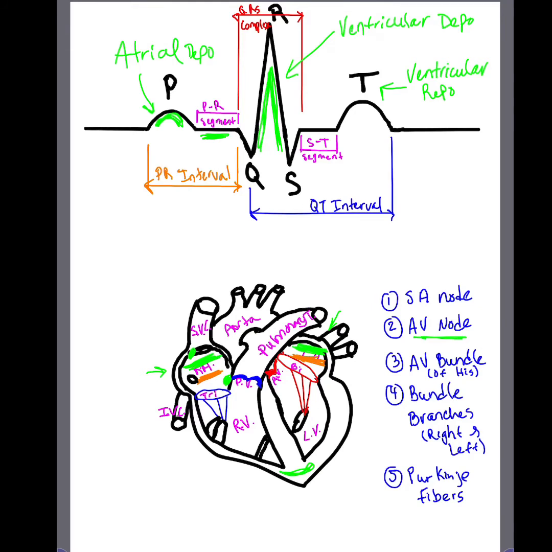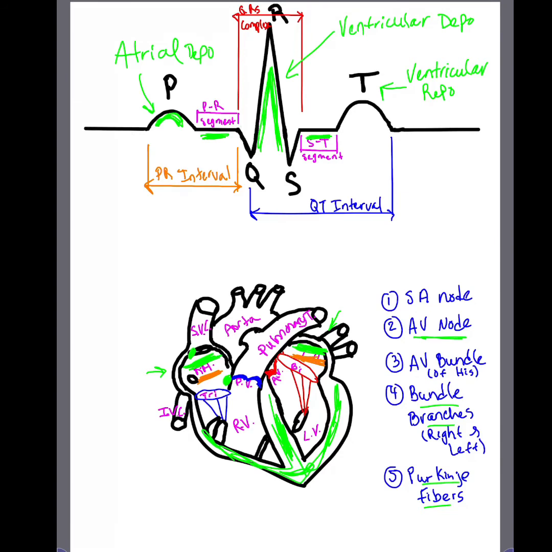The fourth step is all the ventricles depolarizing. So when the ventricular depolarization occurs, remember this travels through the bundle branches and the Purkinje fibers. At this stage, when all the ventricles depolarize, now we are located in this part of the EKG, the ST segment.